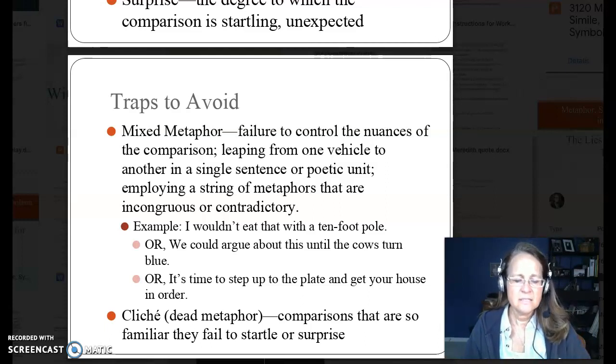The comparisons have become so familiar and predictable that they don't startle us anymore. They don't surprise us. So saying that time flies is a cliche. Saying that a betrayal would cut like a knife is a cliche. Saying that someone is stubborn as a mule is a cliche. Or that something lasted an eternity. Those are all so familiar and overworn that they don't make any kind of mark on us. And so those are the things you don't want to use in your writing.